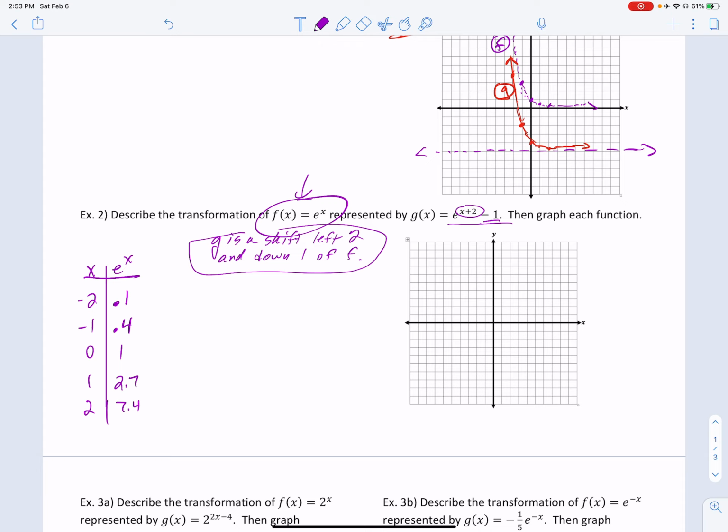And e to the x is approximately that 2.7 to the x, meaning its base is greater than 1. And so it's an increasing function.